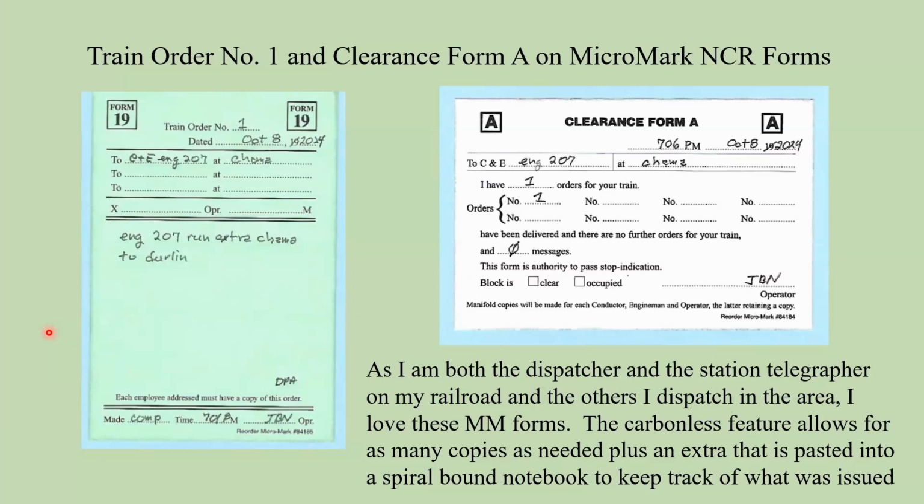As I'm both dispatcher and the station operator on my railroad and the others I dispatch, I love these Micromark forms. The carbonless feature allows you to make as many copies as needed, plus an extra that's pasted into a spiral-bound notebook to keep track of what was issued. So this is a real help for keeping things straight.